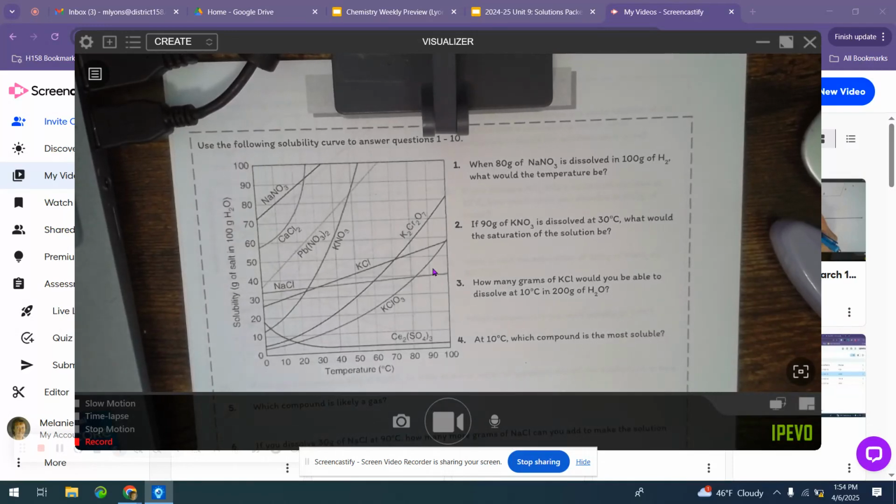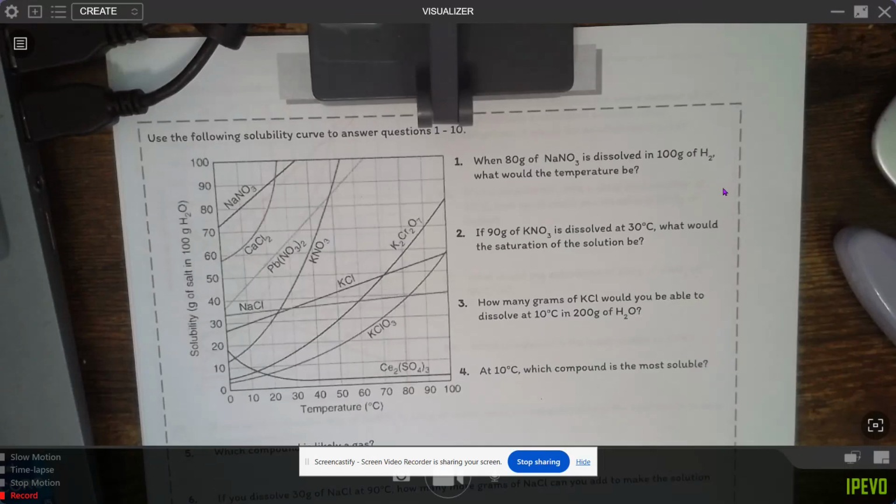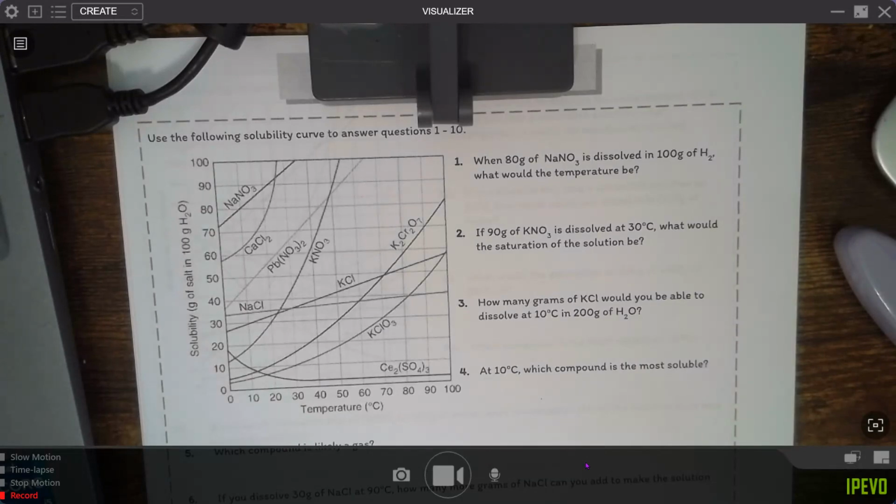Hey guys, this is Mrs. Lyons. I'm just going to take a few minutes in this video to walk us through the solubility curve practice, so that if you're not sure how to get to one of the answers, or if your answer doesn't match mine, hopefully this will help straighten out any confusion.